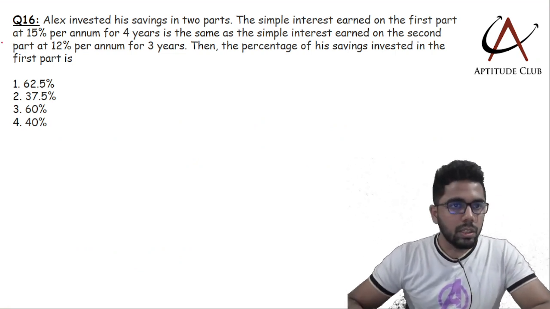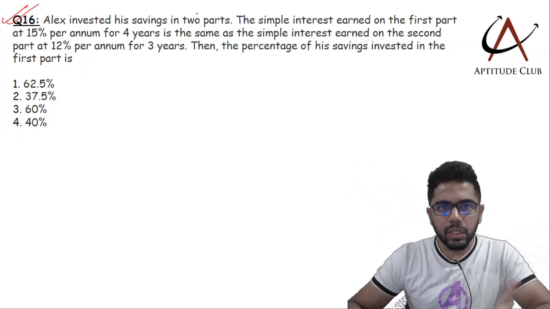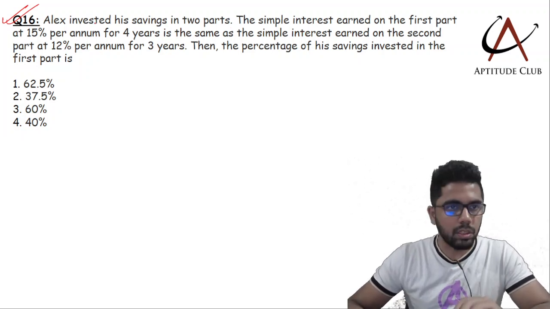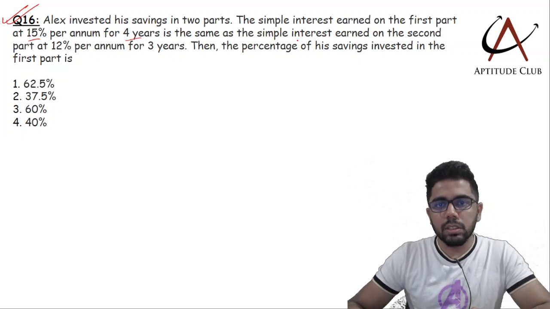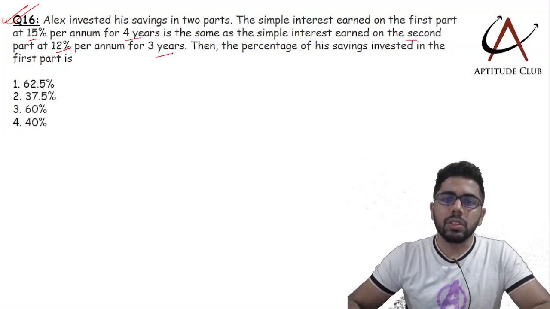First question, question number 16. It's a SI question. Simple interest se hi question. Alex invested his savings in two parts. The simple interest earned on the first part at 15% per annum for 4 years is same as the simple interest earned on the second part at 12% per annum for 3 years.